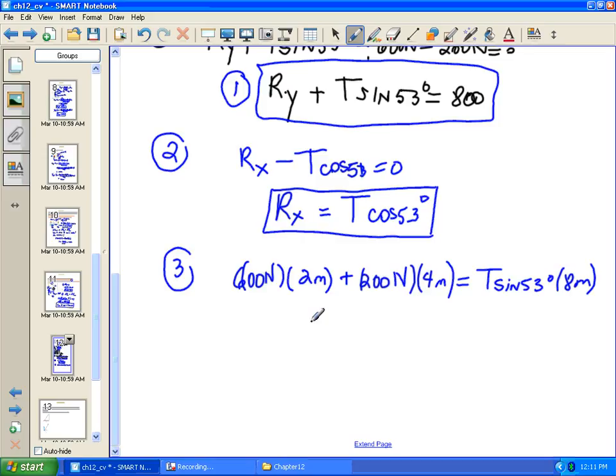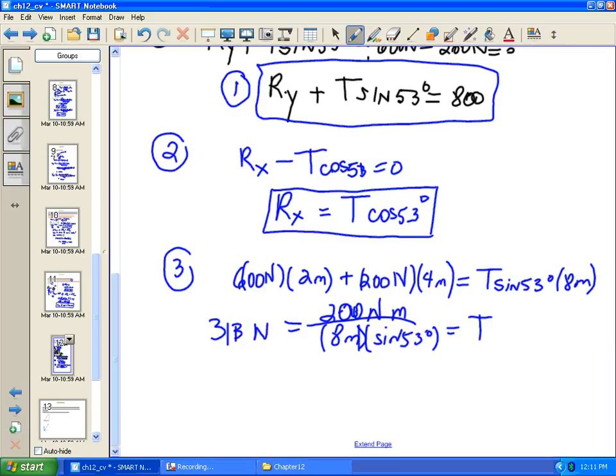So what do we get here? We get 1200 plus 800 gives us 2000 newton meters, divided by 8 meters times the sine of 53. That immediately gives us a solution for T, which is 313 newtons. Okay, so now we have T.